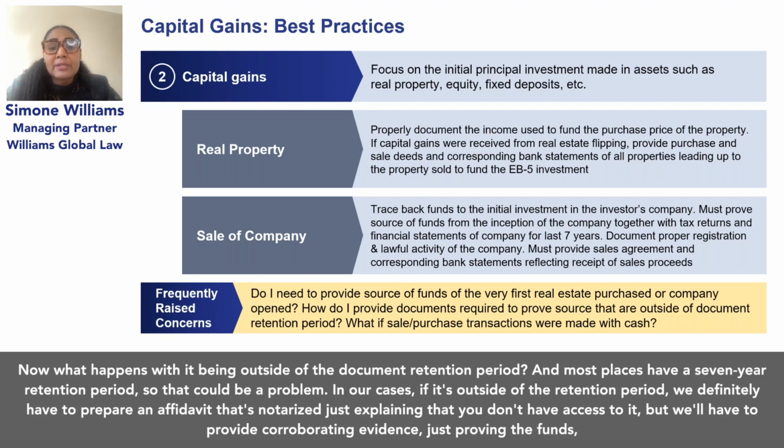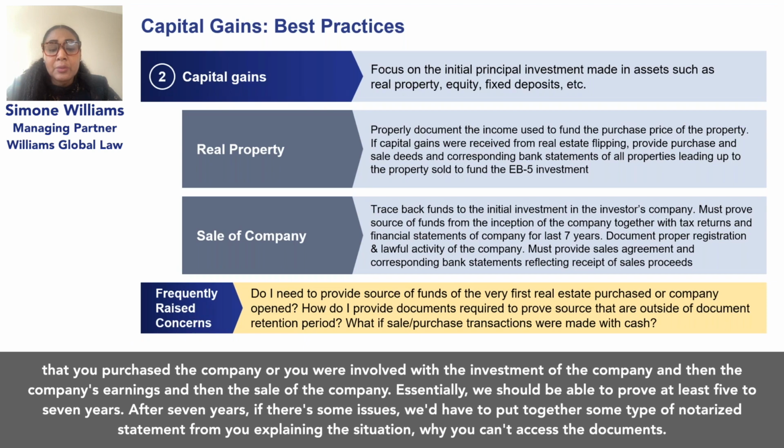Now, what happens with it being outside of the document retention period? Most places have like a 7-year retention period, so that could be a problem. If it's outside of the retention period, we definitely have to prepare an affidavit that's notarized, just explaining that you don't have access to it. But we'll have to provide corroborating evidence, proving the funds, that you purchased the company, or you were involved with the investment of the company, and then the company's earnings, and then the sale of the company, if it's a sale.